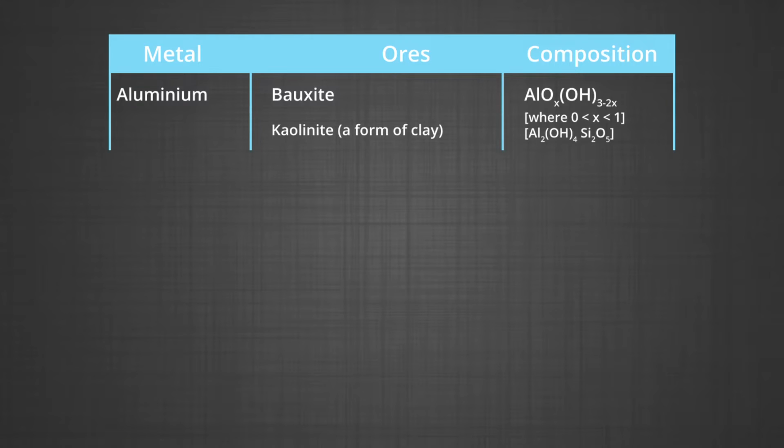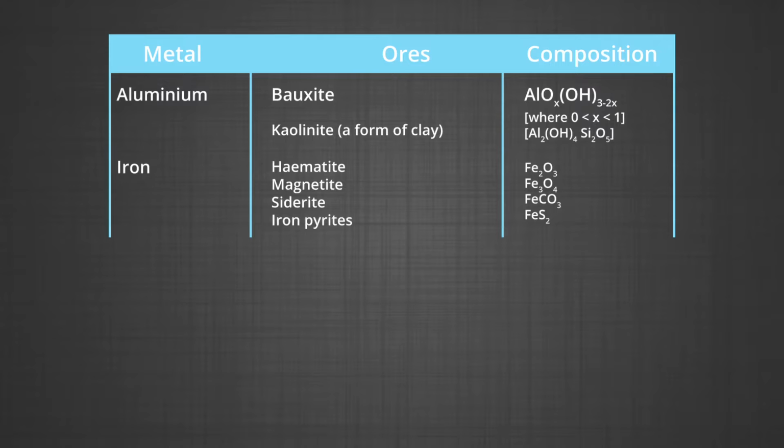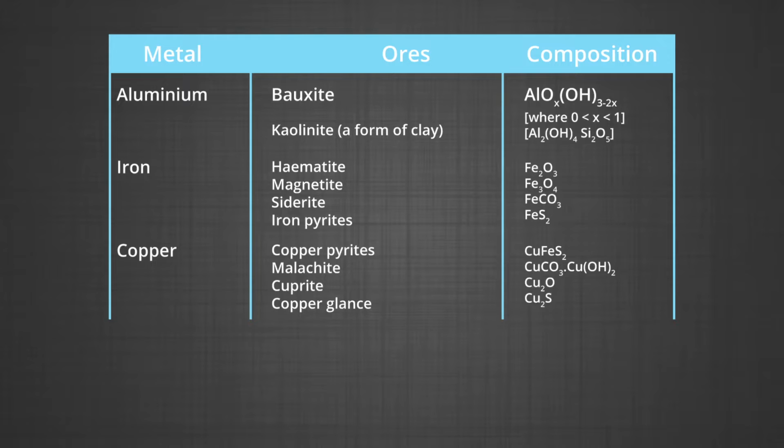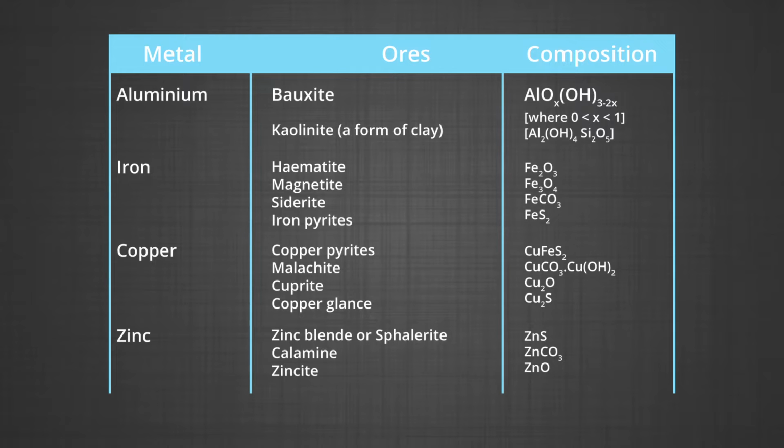viability of the process. The principal ores of some of the metals, as you can see in the table: aluminium ores are bauxite, which is a hydrated alumina, and kaolinite, a form of clay which is aluminium hydroxide and silica complex. Principal iron ores are hematite, magnetite, siderite. That of copper are copper pyrite, malachite, cuprite, and copper glance. For zinc, it is zinc blende, calamine, and zincite.